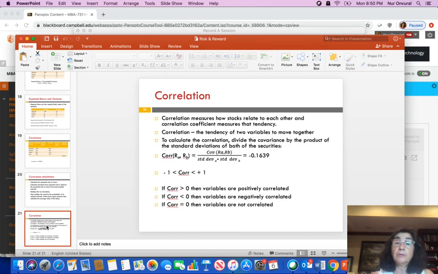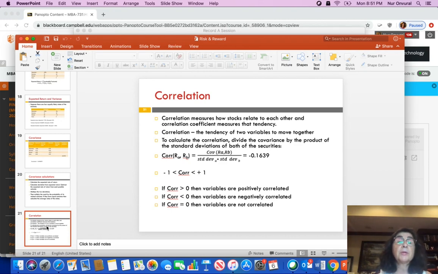Then we can go back to the concept of correlation. Once we have the covariance, correlation is equal to covariance divided by the product of the standard deviations of those two assets. We can interpret the result by looking at the value we compute. If correlation is greater than 0, then the variables are positively correlated. If it's less than 0, they are negatively correlated. And if it's equal to 0, then these variables are not correlated.